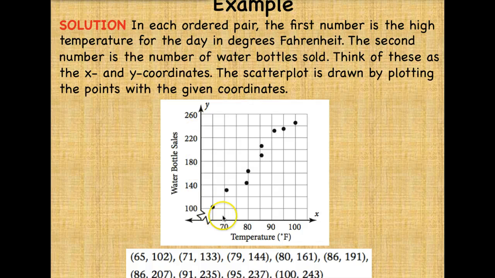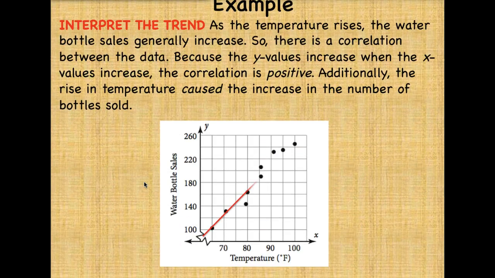Okay, all we did is plot each of these dots, and by doing that, we are able to see a positive correlation. And I would say there is definitely a correlation. Okay, in this case, we can interpret the trend. As the temperature rises, the water bottle sales generally increase. So there is a correlation between the data. Because the Y values increase when the X values increase, the correlation is positive. Additionally, the rise in temperature caused the increase in the number of bottles sold. So because of the temperature increase, that's causing more water bottles to be sold.